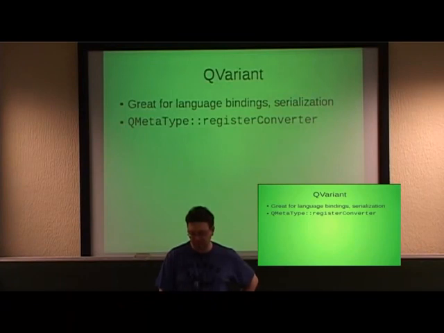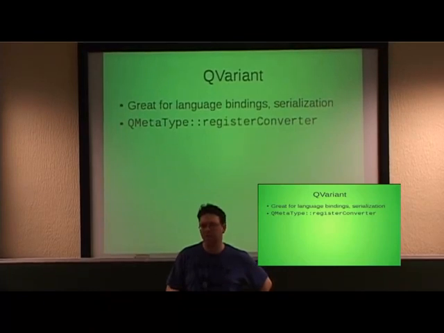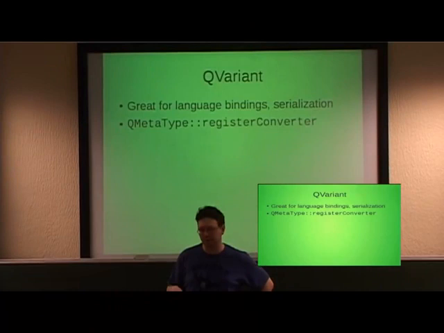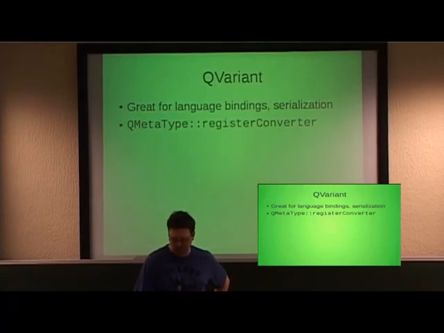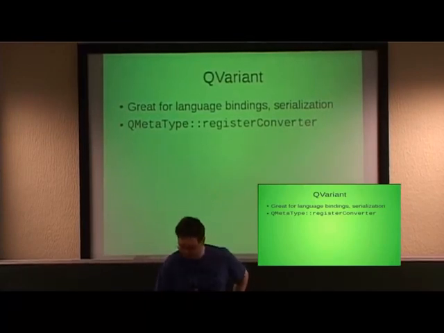If you have custom types, you can also register conversion functions. If you have a class MyClass, then you maybe want to add a toString method to the variant so that it can be converted to a string. You can do that now in Qt 5.2 with the registerConverter function. So this is improving.